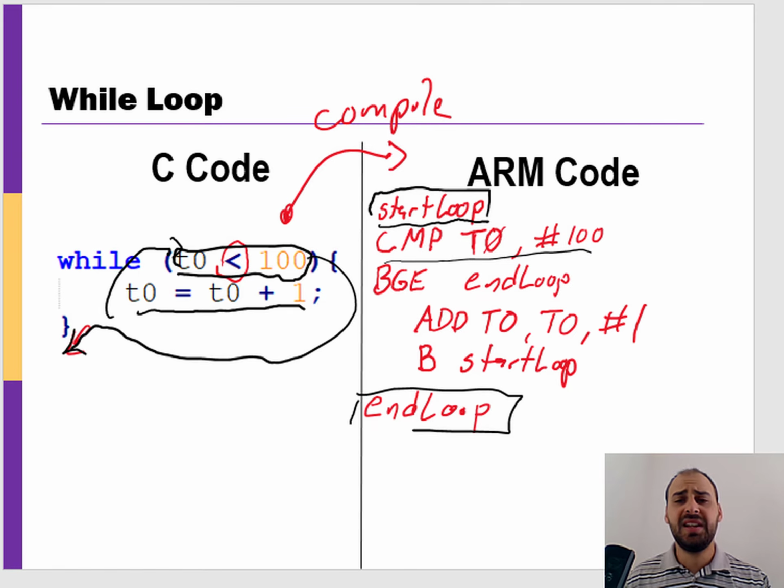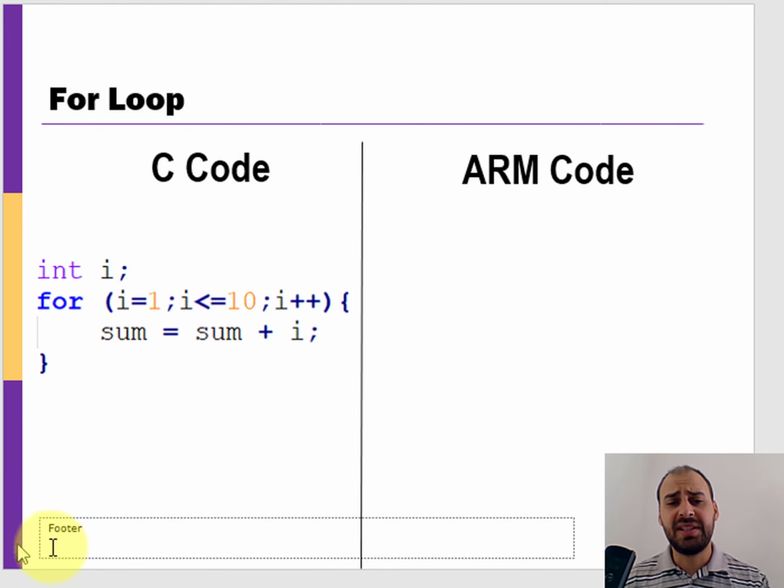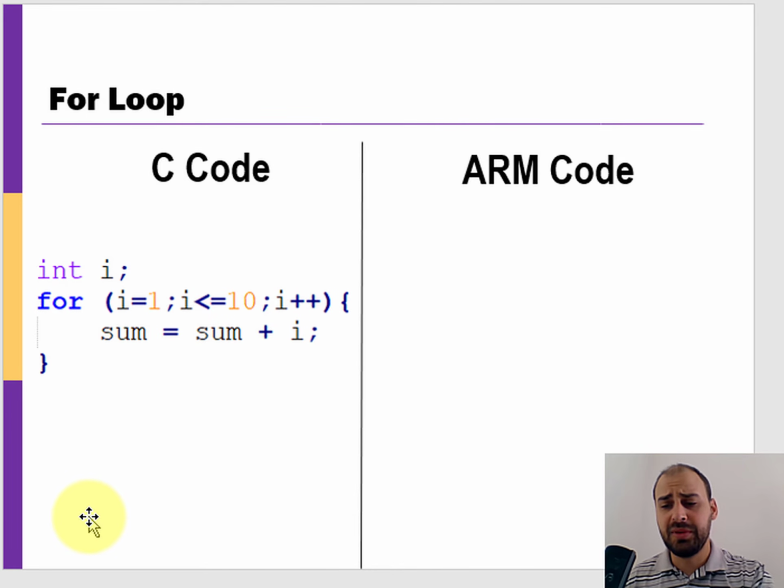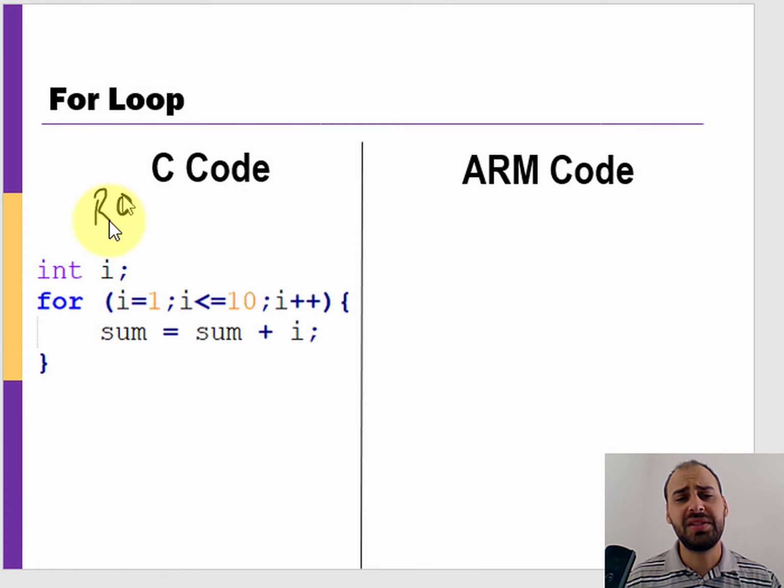Now let's look at what happens if we have a for loop. I'm going to pretend, let's use R0 for I. We're going to have something very similar.